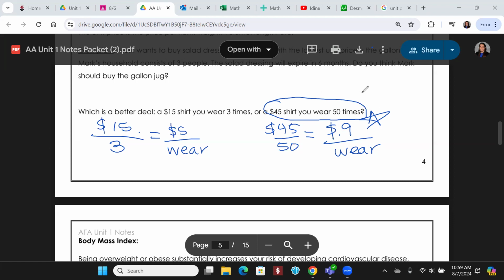Okay. Go ahead and flip the page. We're going to talk about body mass index and waist to height ratio today. Do y'all remember what body mass index is? What is it? Okay. So it's your height and your weight, right? And it's a ratio.